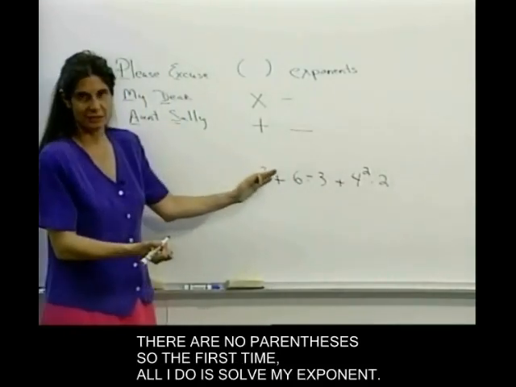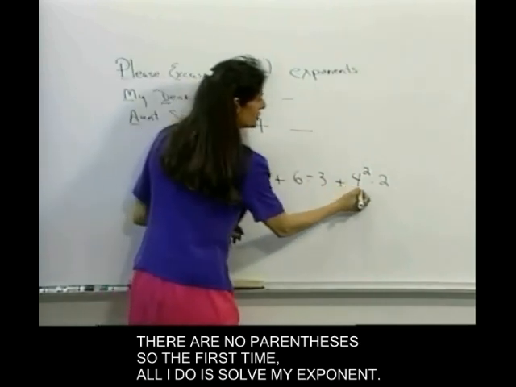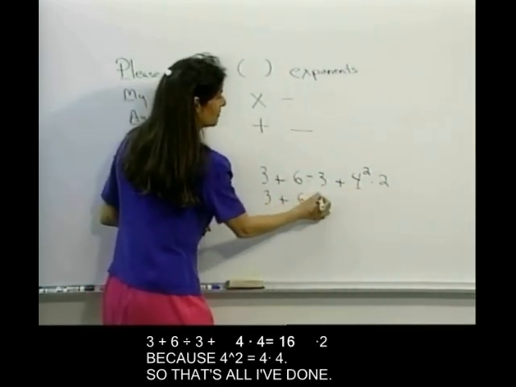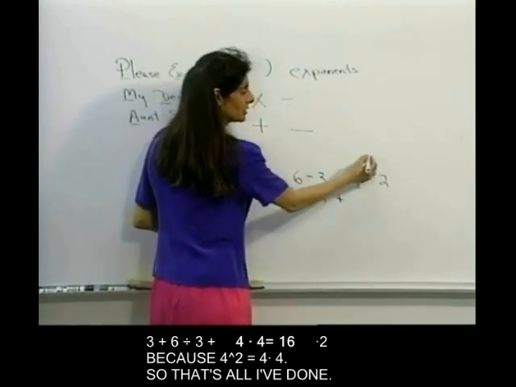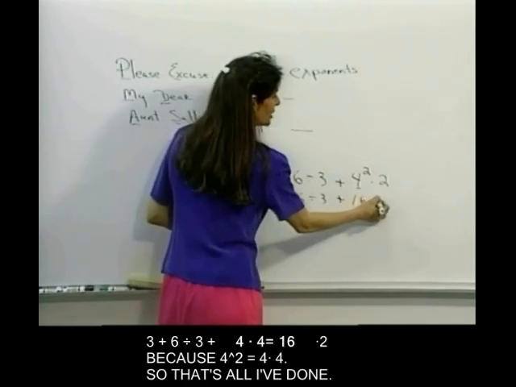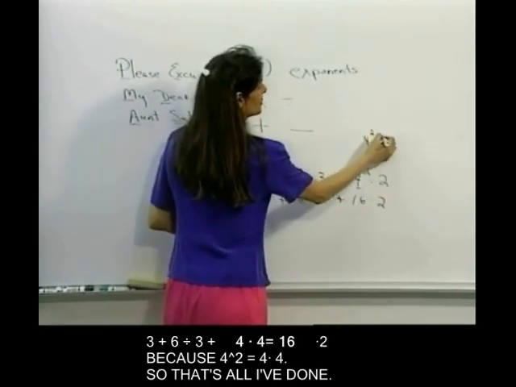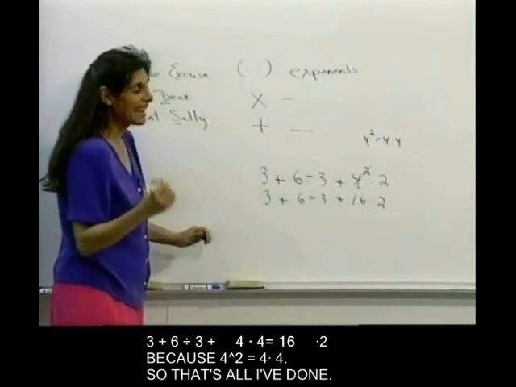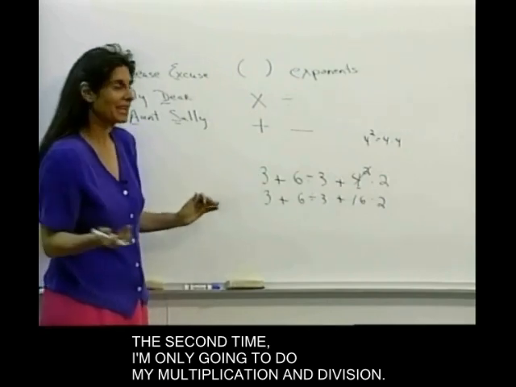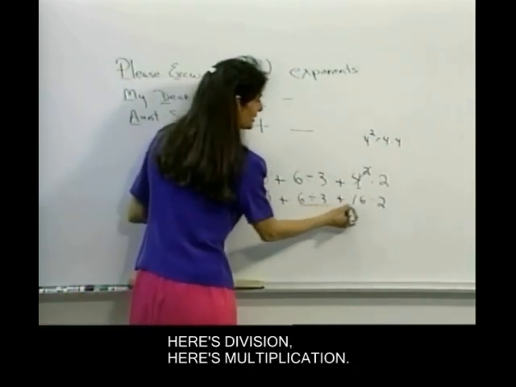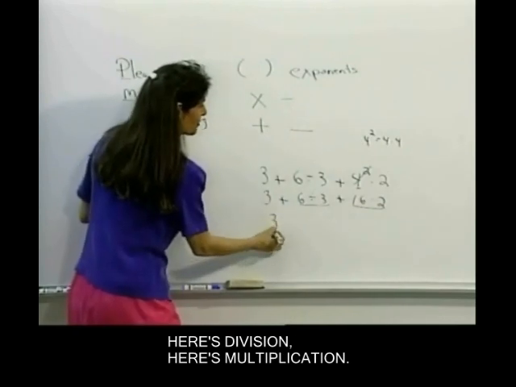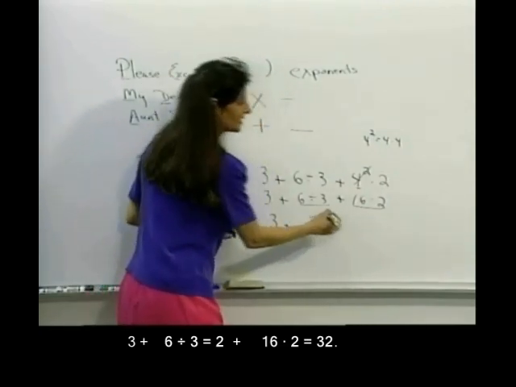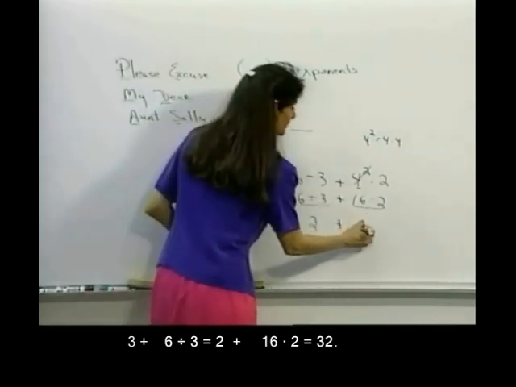There are no parentheses, so the first time all I do is solve my exponent. 3 plus 6 divided by 3 plus 4 times 4 is 16 times 2, because 4 squared equals 4 times 4. So that's all I've done. The second time, I'm only going to do my multiplication and division. Here's division, here's multiplication. 3 plus 6 divided by 3 is 2, plus 16 times 2 is 32.